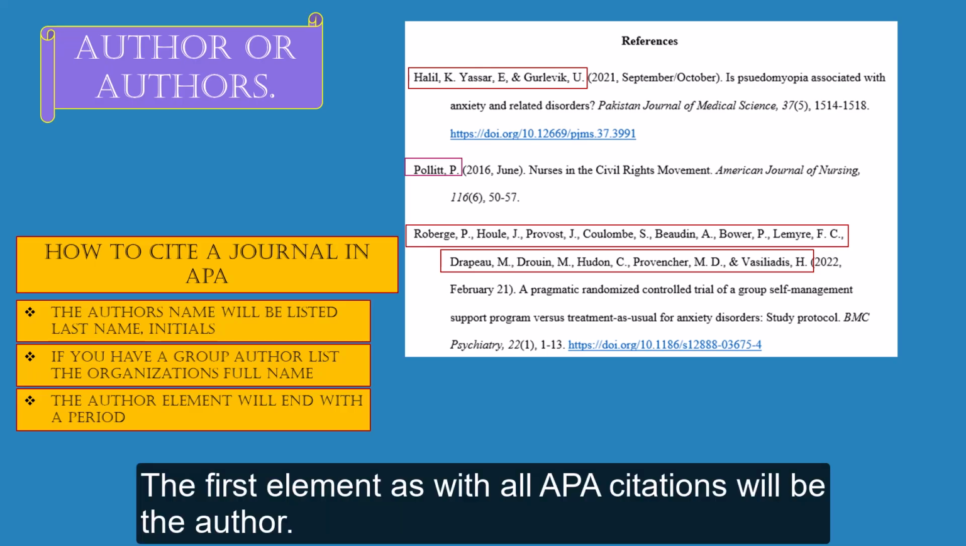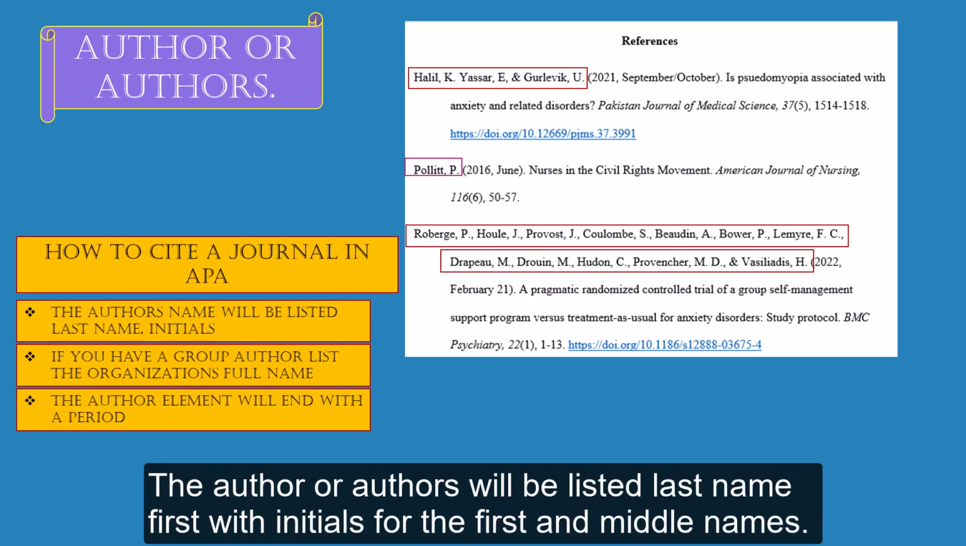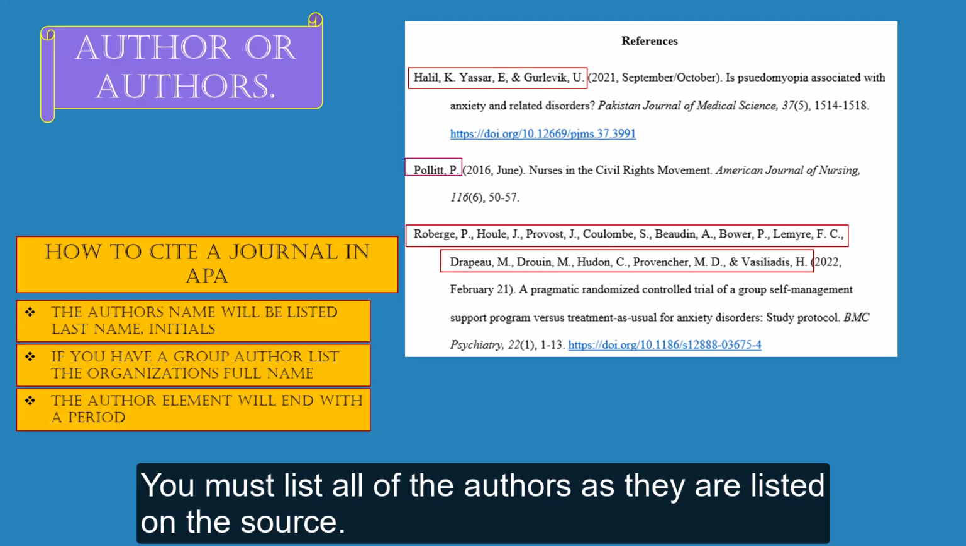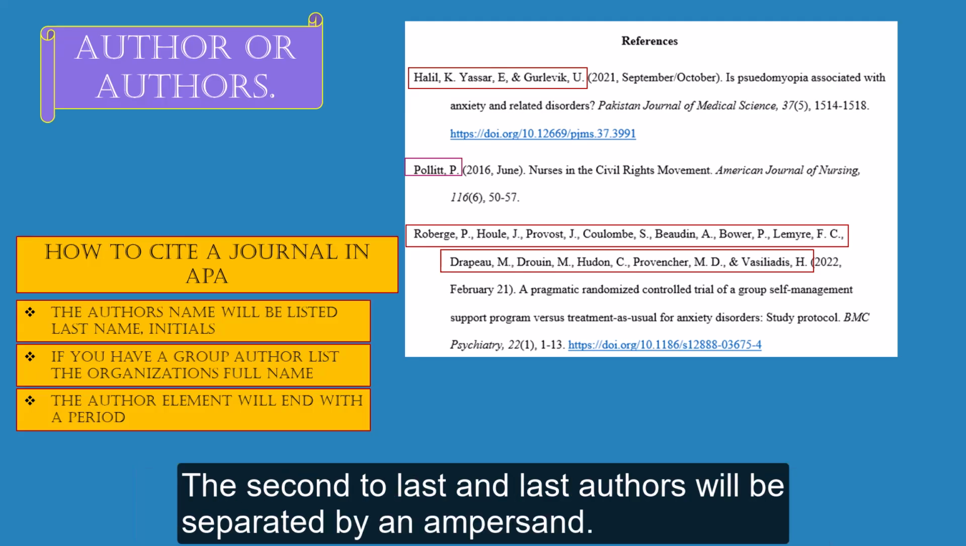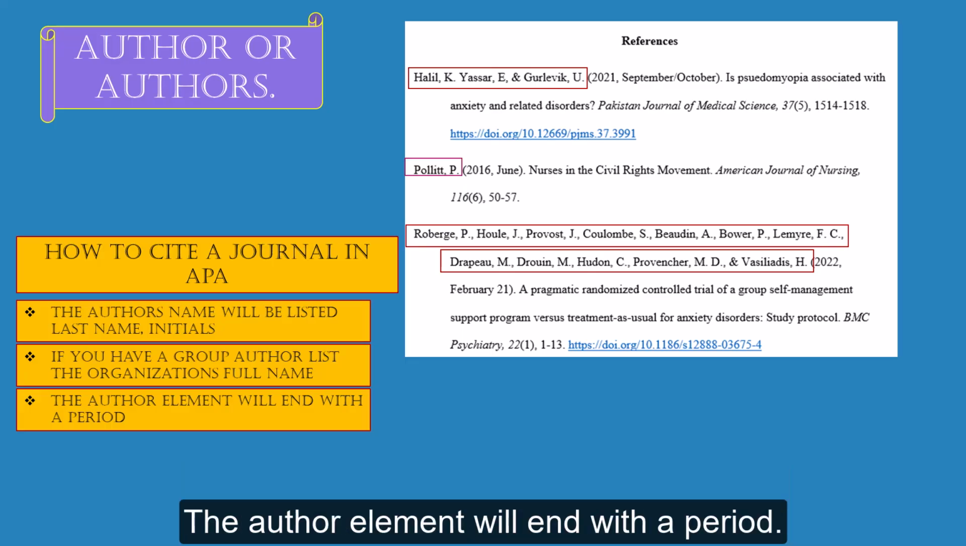The first element, as with all APA citations, will be the author. The author or authors will be listed last name first with initials for the first and middle names. You must list all of the authors as they are listed on the source. The second to last and last authors will be separated by an ampersand. The author element will end with a period.